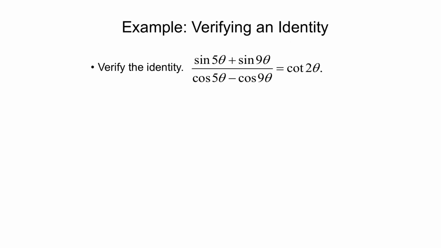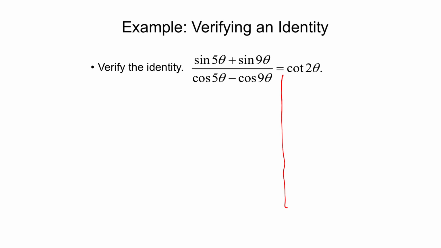Now we're going to try to verify an identity. We've got two sines being added on top and two cosines being subtracted on bottom. But notice what we're taking the sine and the cosine of is the same angle, right? 5 theta and 9 theta.